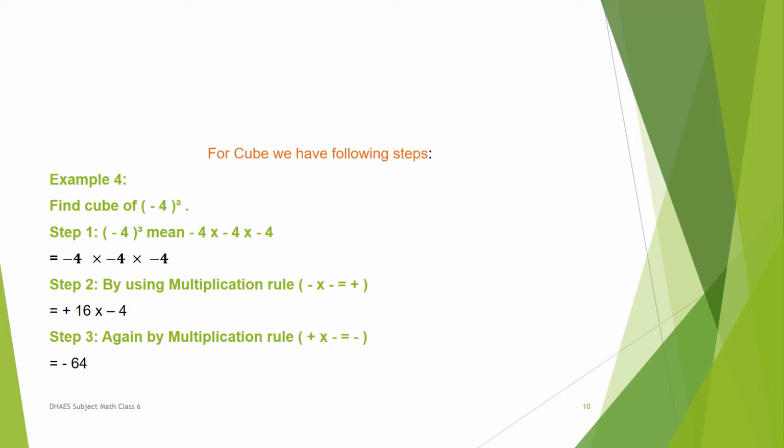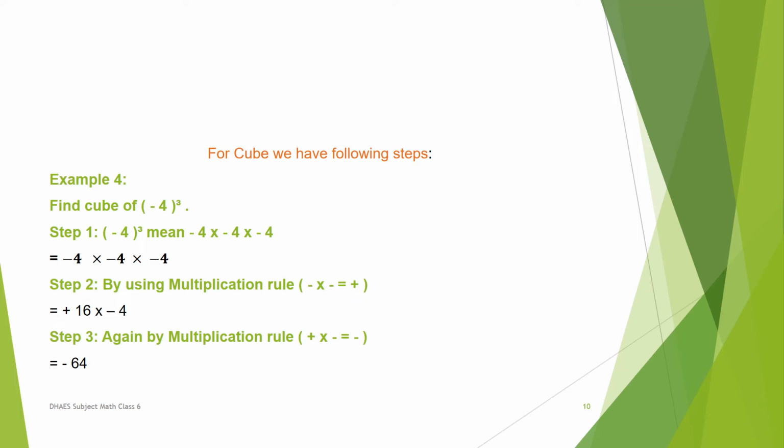Now we have a concept of cube. Example 4 is find cube of minus 4. Minus 4 cube means minus 4 multiplied with minus 4 multiplied with minus 4. So first we consider the first two terms, that is minus 4 multiplied by minus 4, having minus signs. So minus multiplied by minus we get plus, and 4 multiplied by 4 we get 16. So plus 16 multiplied with minus 4.